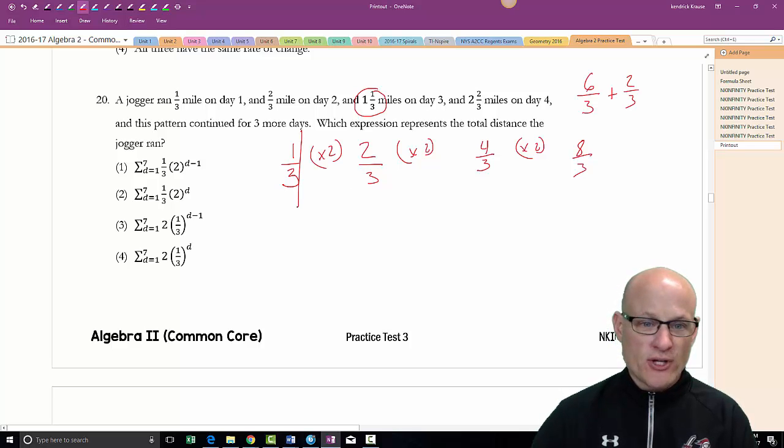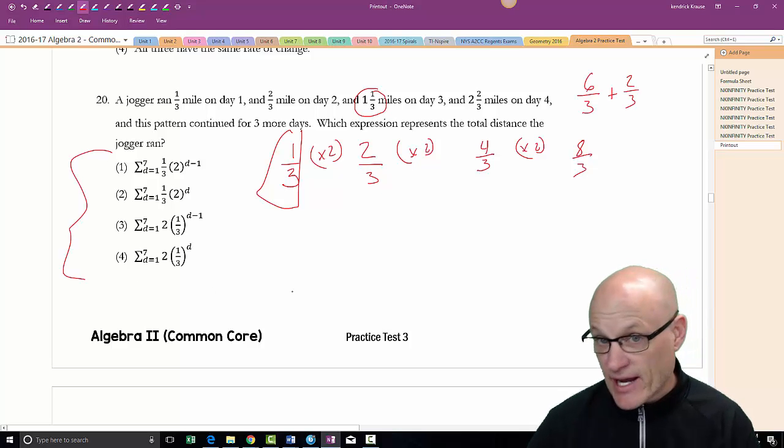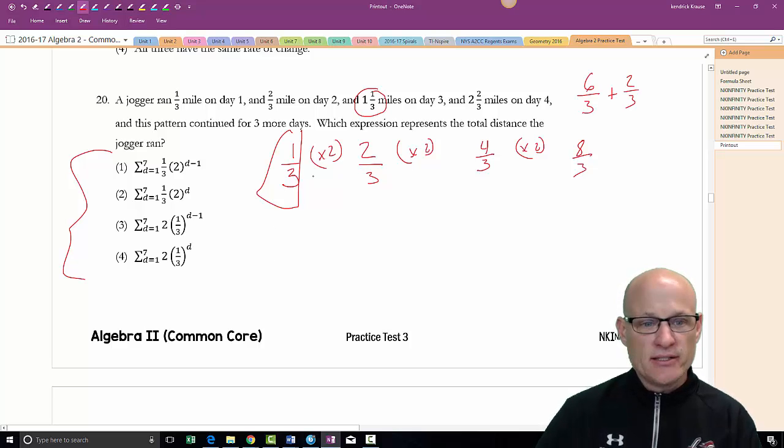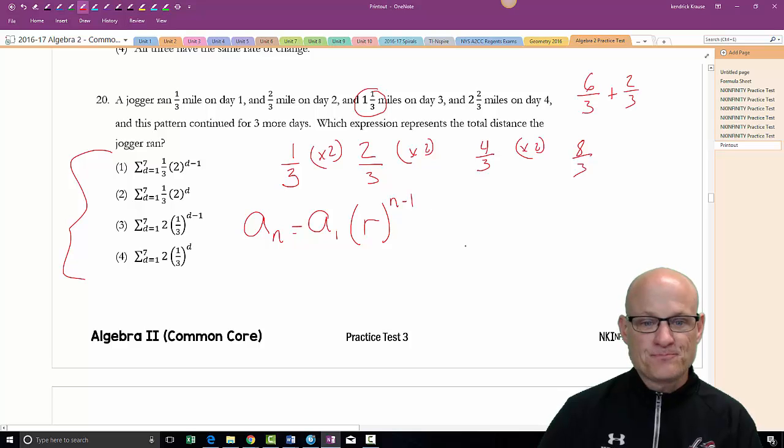So we're going to start. So this is an error. Well, okay, now let me look at these answers. None of these said arithmetic, so that's kind of nice. They're all geometric. And let's see if we plug in. The formula for geometric is on your formula sheet: a sub n equals a sub 1 r to the n minus 1.